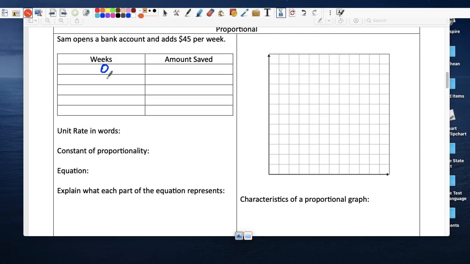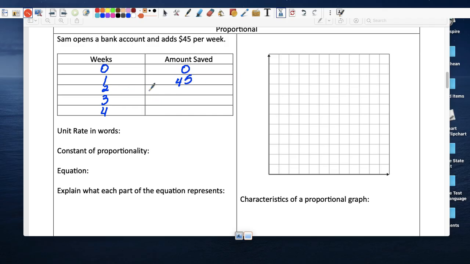0 weeks, 1 week, 2 weeks. I selected these because they're easy. So he opens a bank account, hasn't worked yet, so he has $0. Hopefully that makes sense. After 1 week, he finishes the week's work, gets his paycheck, takes $45, goes to the bank, and puts it in there. So after 1 week, he has $45.